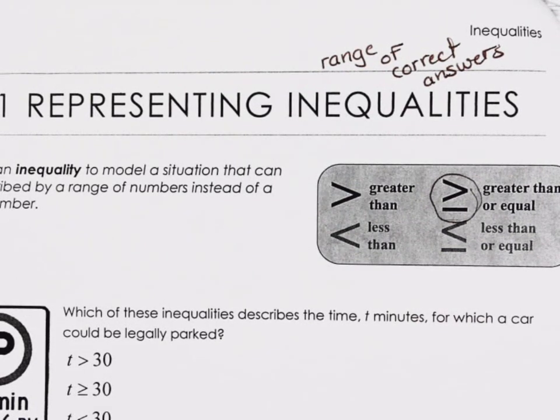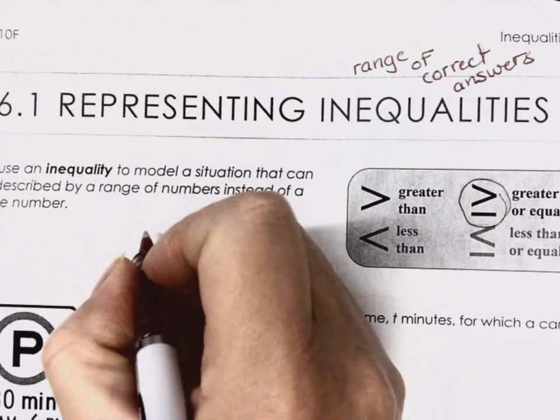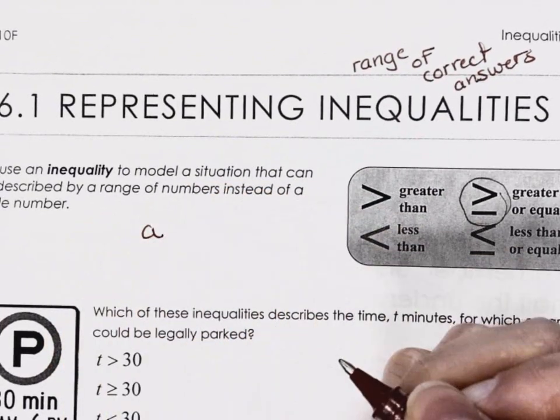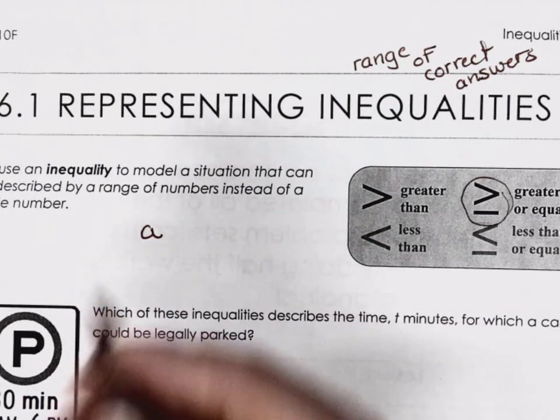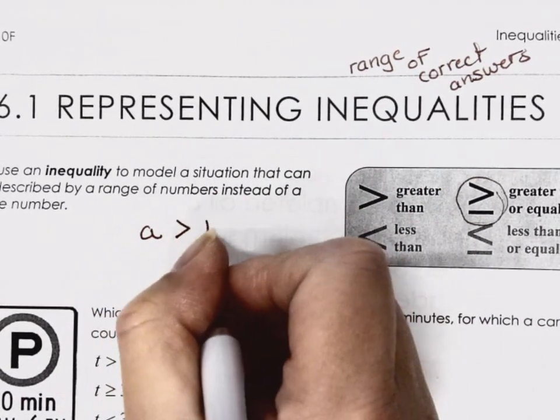Now we're going to attach these to graphs as well. We do inequalities all the way up to grade 12 pre-cal. So this stuff isn't going away, so understanding it at this level is important because this is the foundation of it. So if we were to do the driving age thing, our age has to be greater than 16.